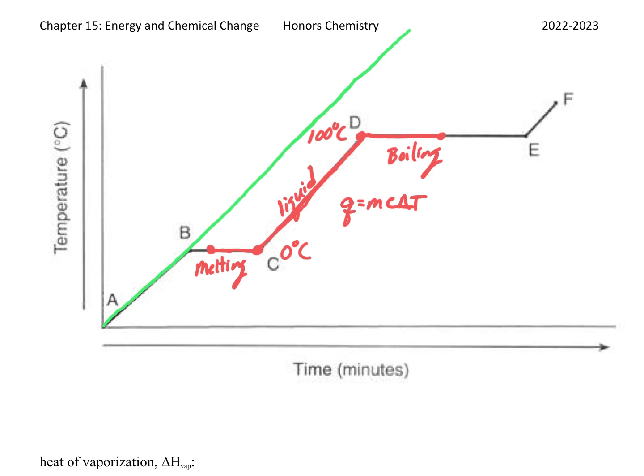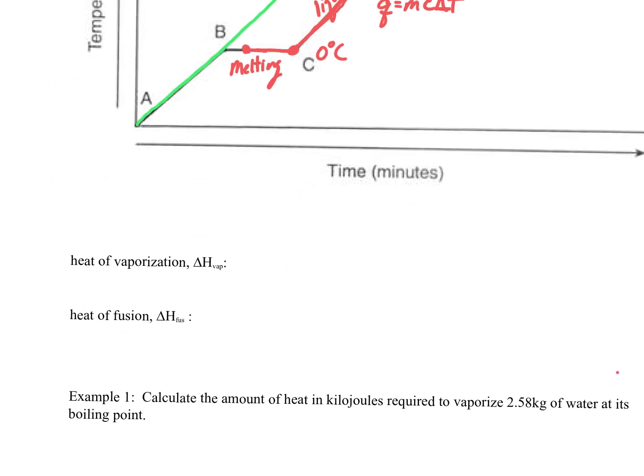But during melting and boiling, there was no temperature change. So how are we going to measure a change in heat? How are we going to measure the amount of heat that goes into the system if we can't measure the temperature change? Because there is no temperature change. Then we're going to do this.